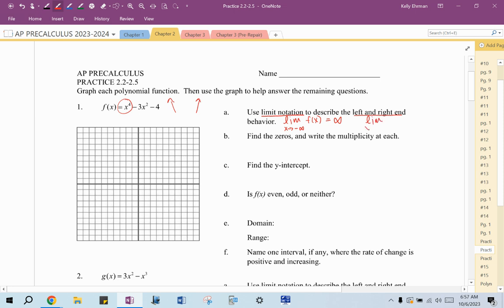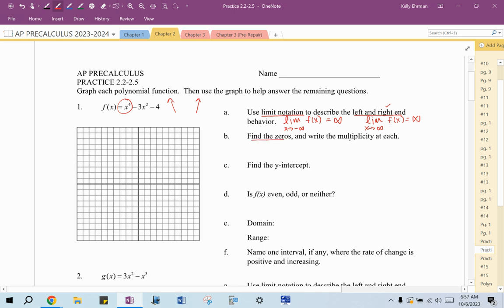And the limit as x approaches infinity, this is the right, of f of x, what does it equal? The right side is also going up. So order doesn't matter here. Obviously, if left and right are different, you need to pay attention to which one you're talking about.